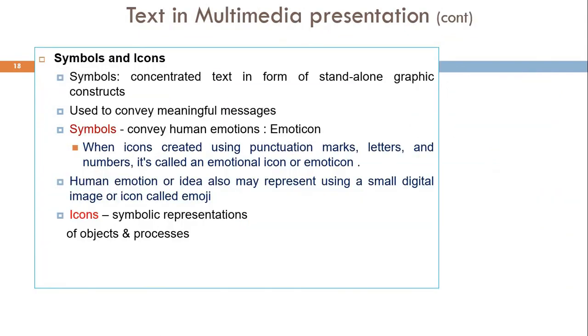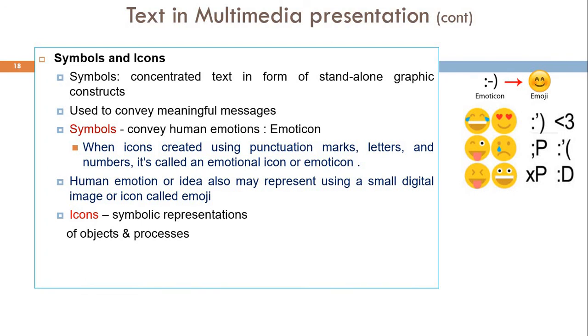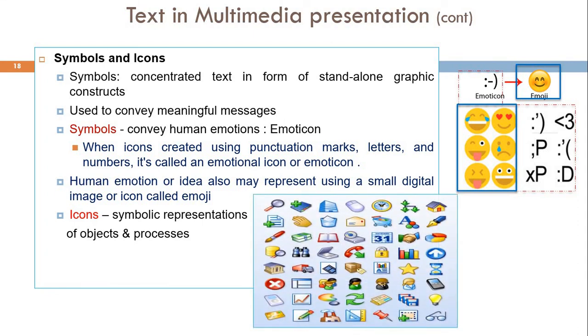You may also use symbols and icons for multimedia presentation. Symbols are concentrated text in the form of stand-alone graphic constructs. They are used to convey meaningful messages. Symbols that convey human emotions are known as emoticons. This emoticon or emotional icon can be created using parentheses, punctuation marks, letters, and numbers. Human emotion or idea may also be represented using a small digital image or icon called emoji. Icons are symbolic representations of objects and processes.